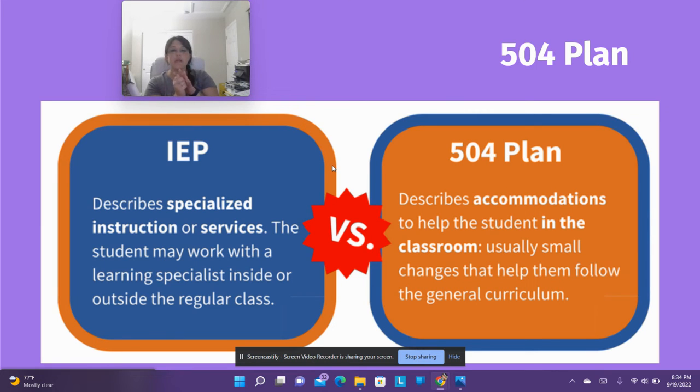A 504 is very similar. However, they are typically only accommodations. And we often see these more with physical disabilities. Doesn't mean that it can't be there for an intellectual one. But for instance, if I have a student who has a hearing problem, then they might have a 504 that indicates that because they are hard of hearing in their right ear, they need to be facing their left ear toward the side of the room the teacher is typically delivering instruction from.